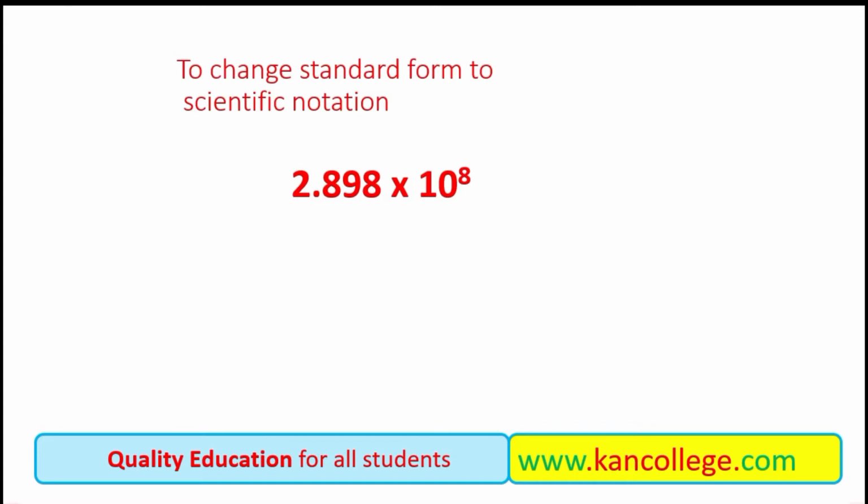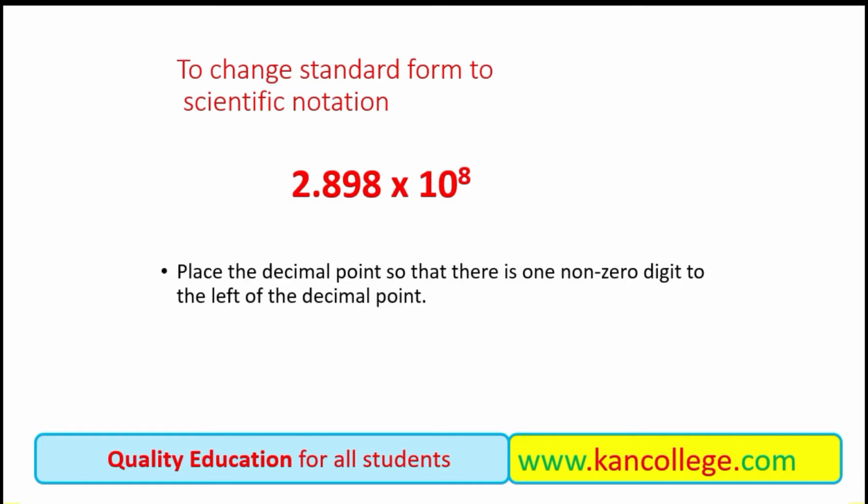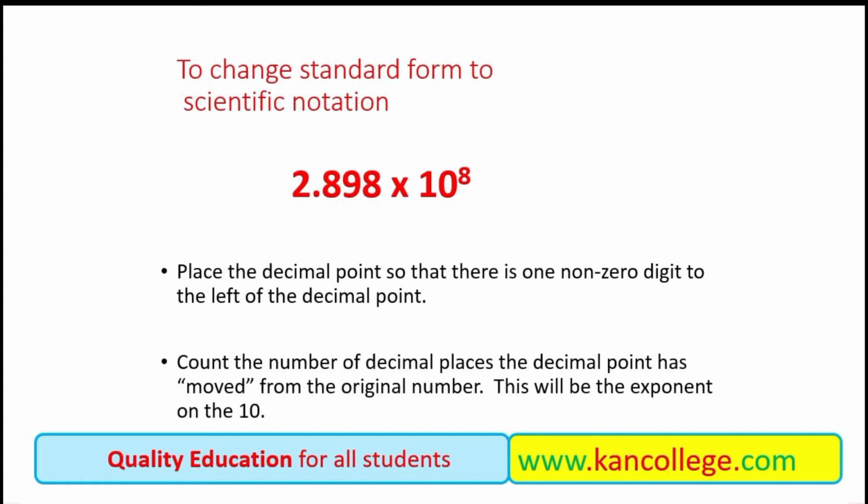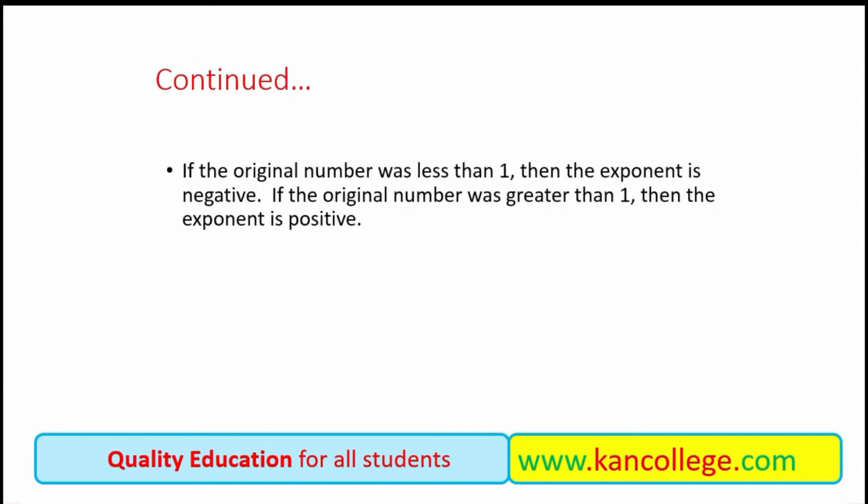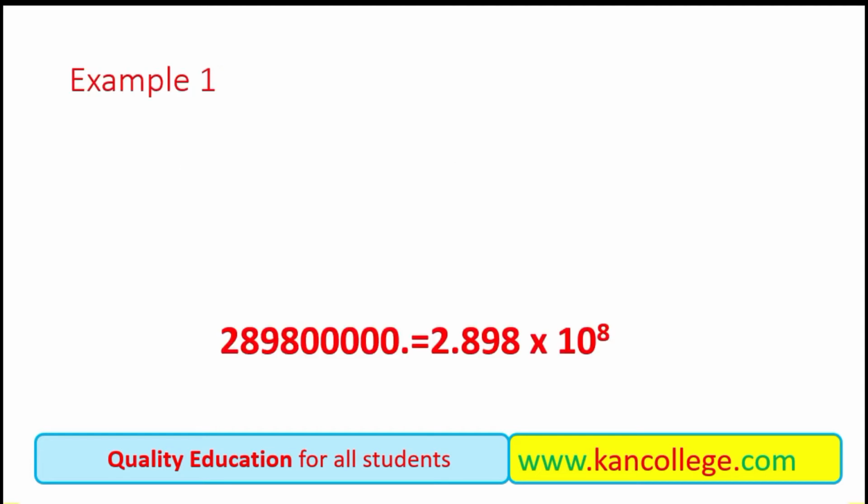So to change the standard number to the scientific notation, place the decimal point so that there is no non-zero digit to the left side of the decimal point. Moreover, count the number of decimal places the decimal point has moved from the original number. This will be the exponent of the 10. If the original number was less than 1, then the exponent is negative. If the original number was greater than 1, then the exponent is positive.